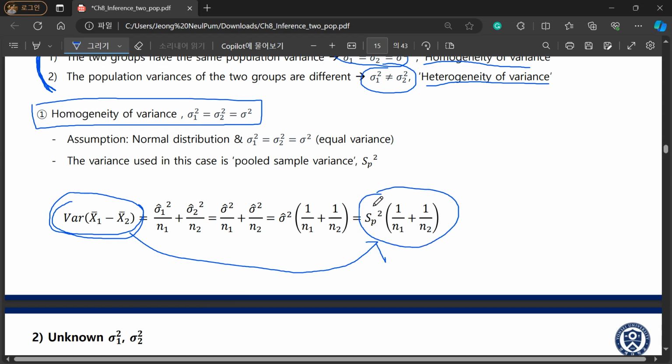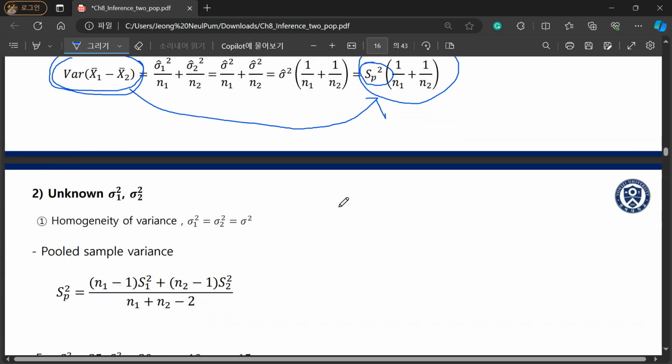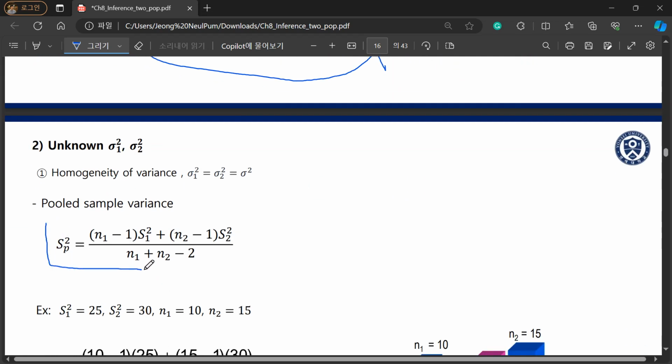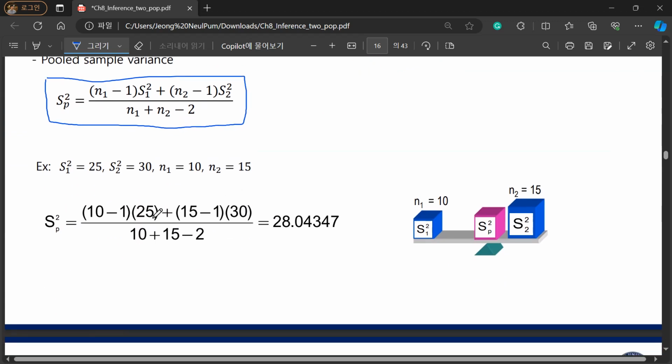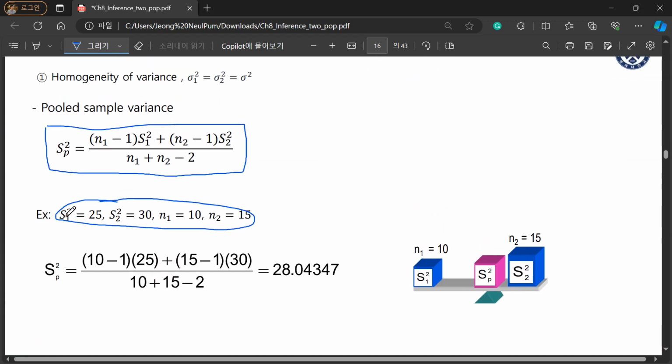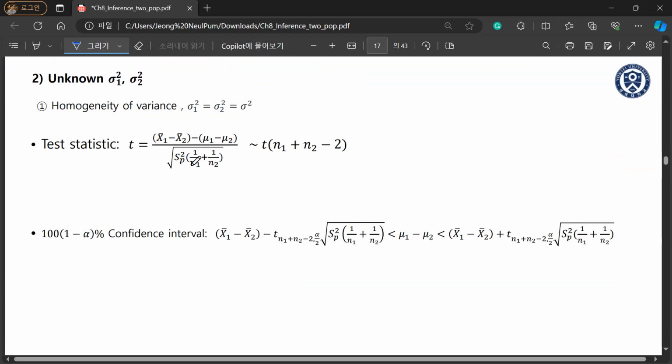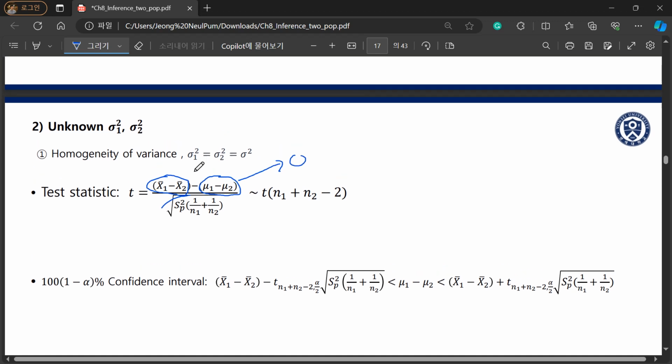This is called, as you already know, the pooled sample variance, and the formula is here, which is very complicated. For example, if we have this information, the pooled sample variance is this one by using this formula. This is our difference of the sample means, and this is the difference of the population means, but it has to be 0 on the right side because we assume that our population means have the same value.